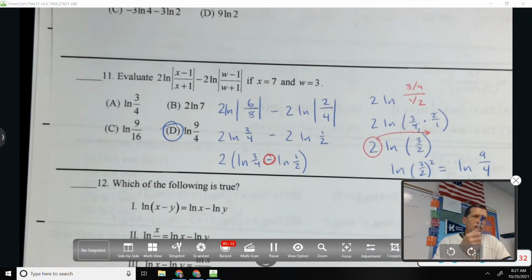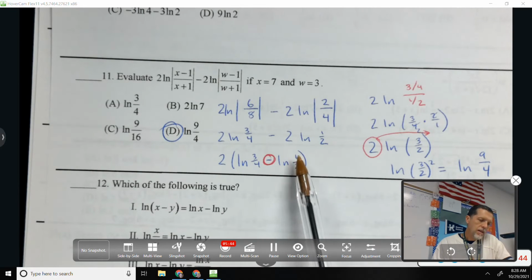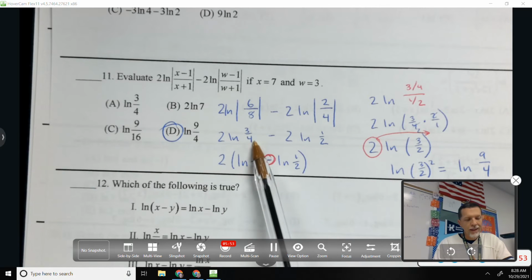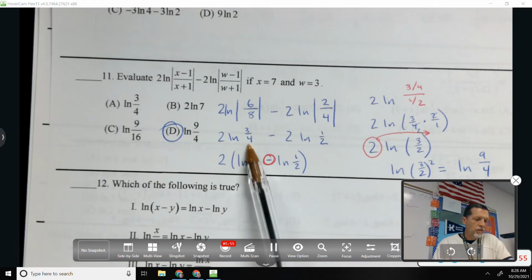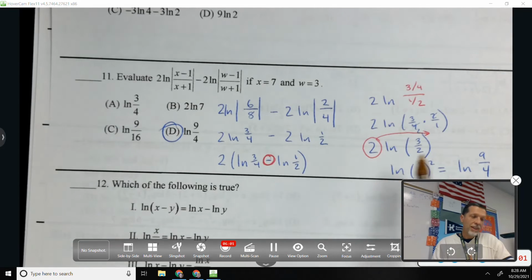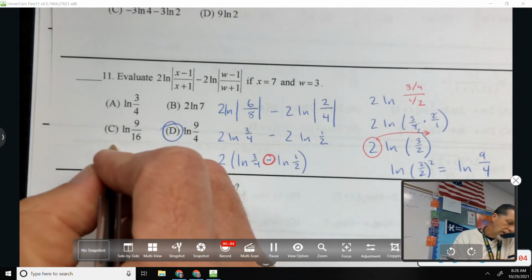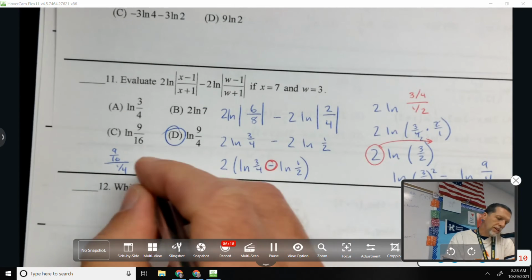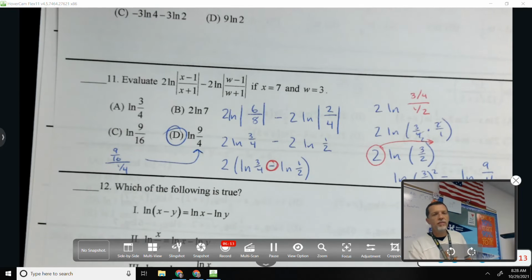Other questions? Could you explain, after you simplified it from 2 natural log of 3/4 minus 2 natural log of 1/2, so you subtracted them and you just put them in parentheses? Well, I put the 2 out front because I didn't really want to square them yet. I could have, but I wanted to save that to the end. So I fixed the insides and then I put the 2 on there. I would have gotten the same thing if I'd squared them both, so that would have been 9/16 divided by 1/4. That would have landed me at 9/4 as well. I just didn't want to go that route.